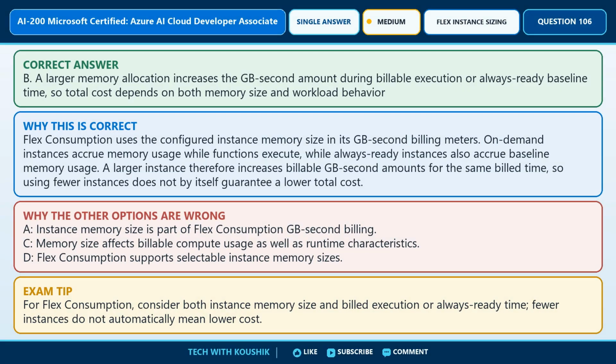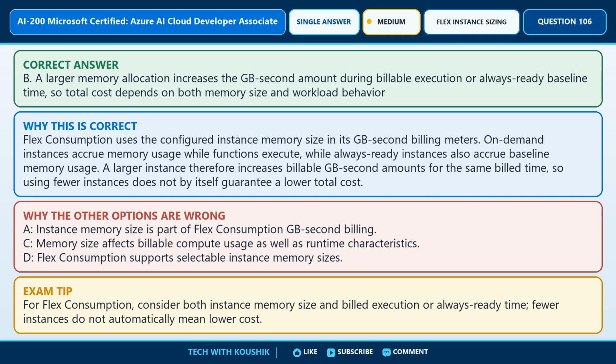The required response is option B. A larger memory allocation increases the gigabyte-second amount during billable execution or always-ready baseline time. So total cost depends on both memory size and workload behavior. The requirement to solution match is flex consumption uses the configured instance memory size in its gigabyte-second billing meters.